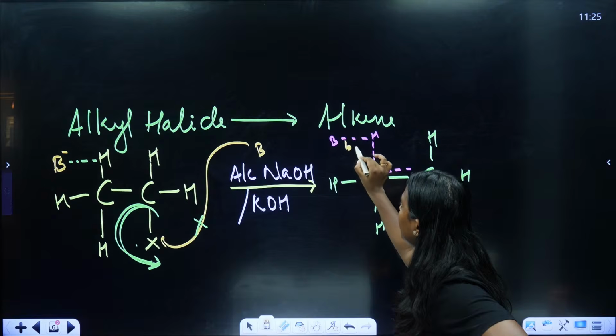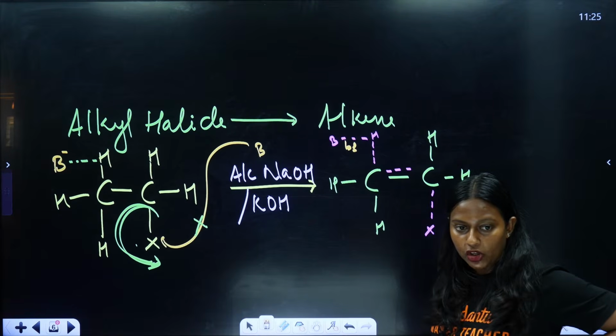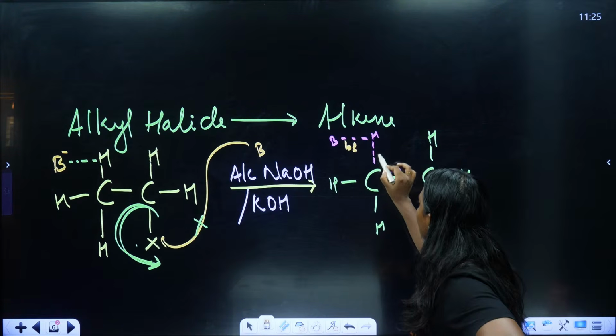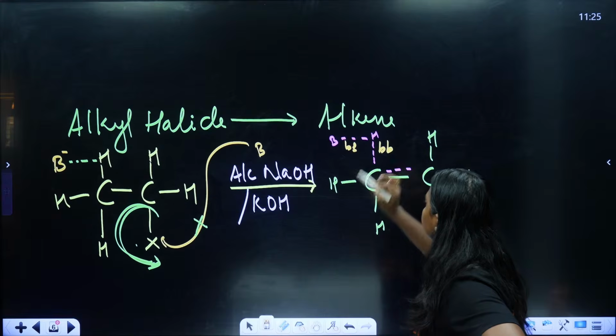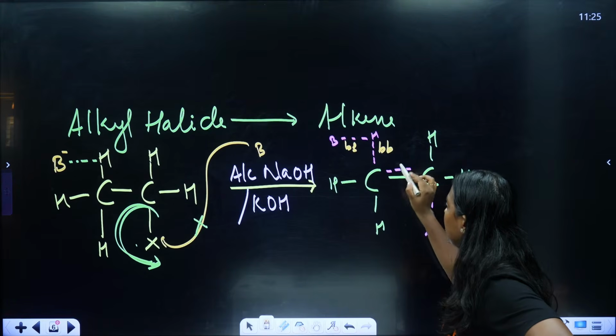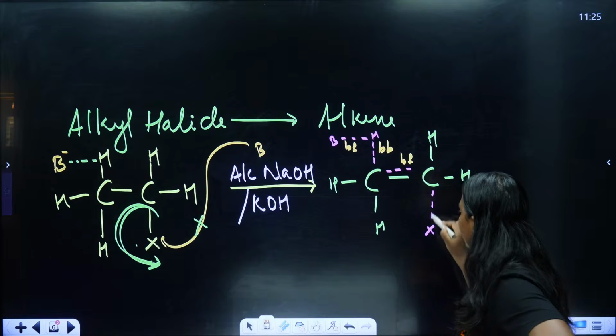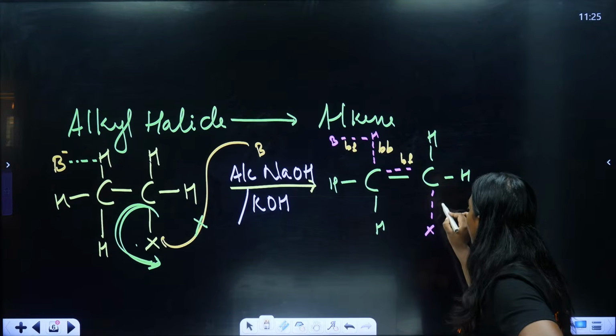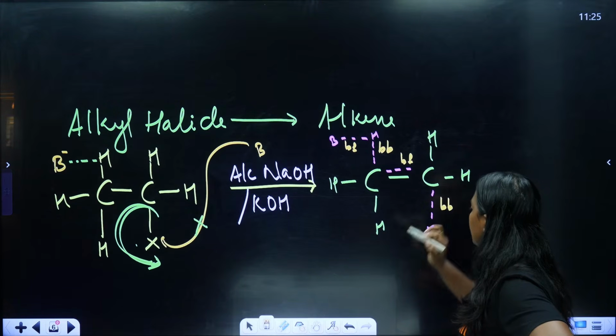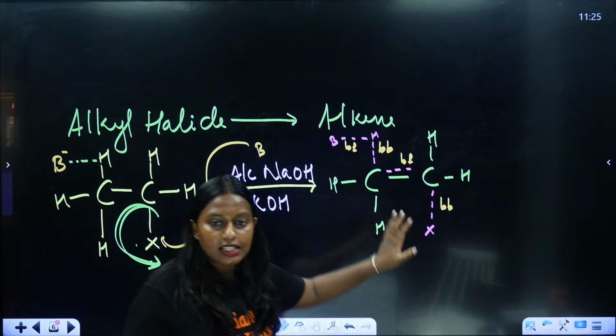I am writing BF, bond formation, and here you can see bond breaking. I am writing BB. Here this double bond is forming. So BF, bond formation. Here this bond is breaking. So here you can see bond breaking, BB. Clear? Guys, is it clear?